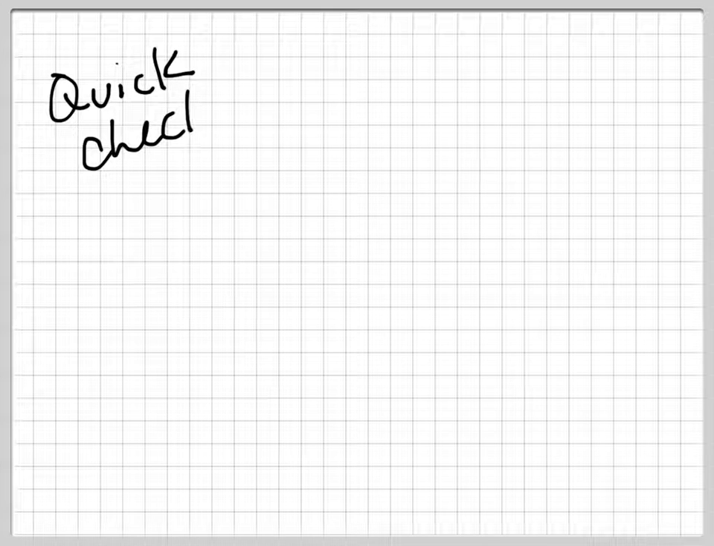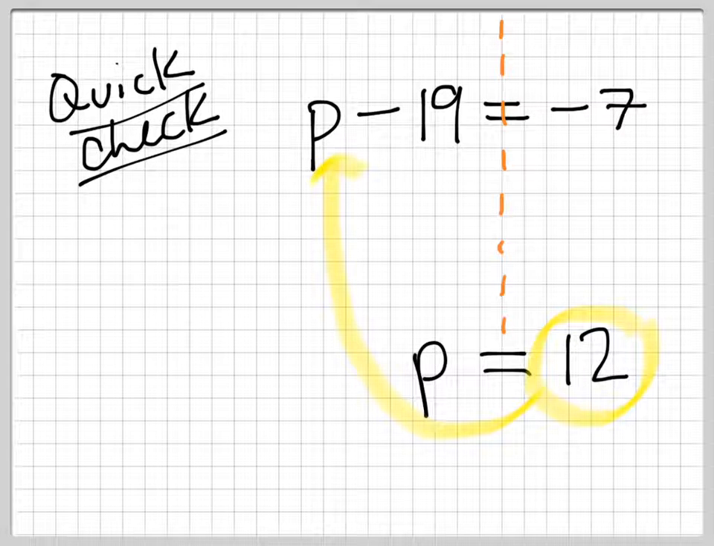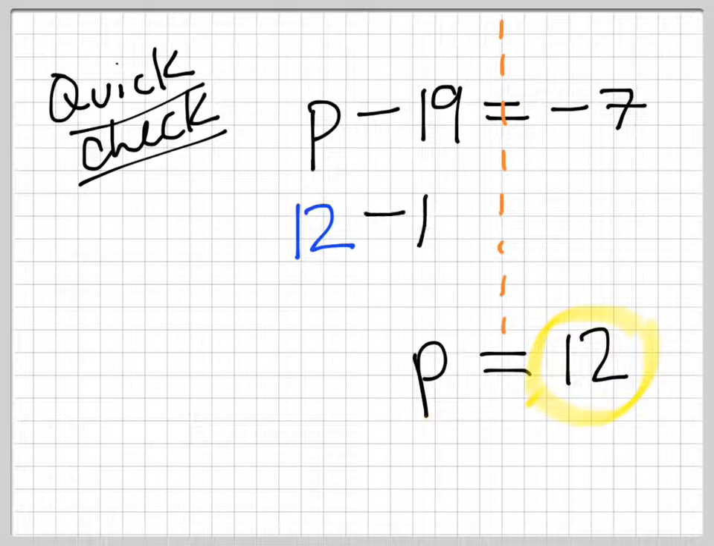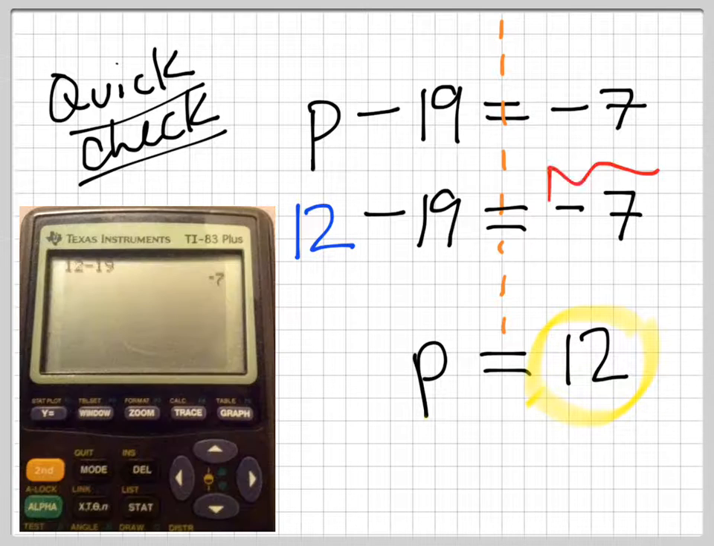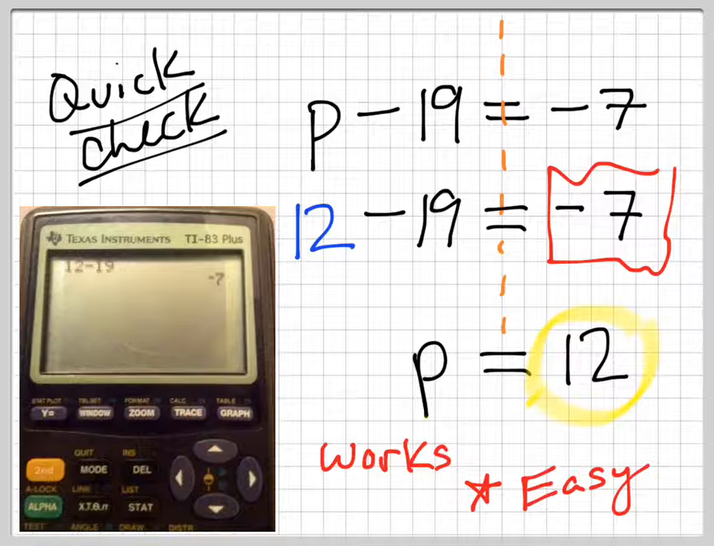Now, we're going to do a quick check, and we're going to have our calculator help us out here. I know you hate to check work because it makes twice as much work, but my goal is, I know the answer is P equals 12, and I'm going to plug this 12 in right up here for P and see what I get. So 12 minus 19, and I'm going to let the calculator do the work here for me. I plug it in and I get negative 7. Is that what I wanted up above? Yes, it is. So this answer works, and it was easy to check.